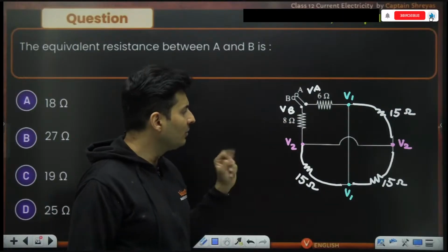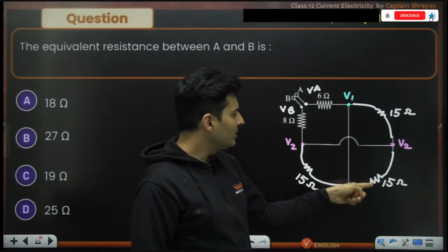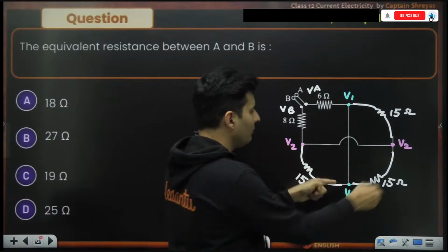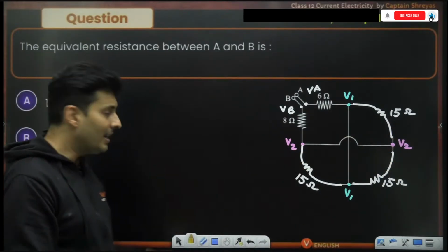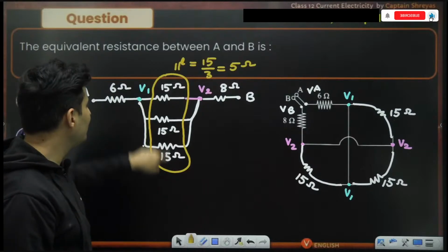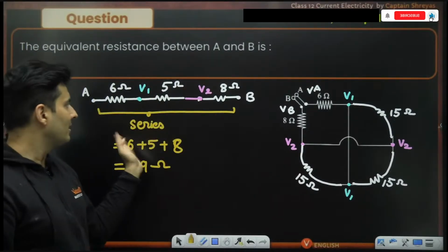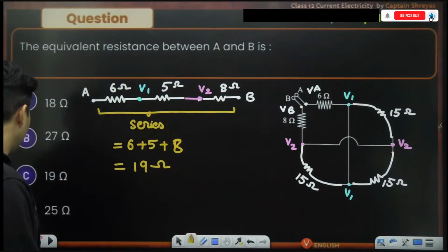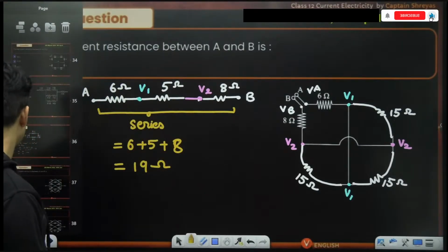Then I marked the voltages, and then I'm like, oh, wait a minute. This 15, this 15 and this 15: V1, V2, V1, V2, V1, V2. Same voltage difference. So that means they are in parallel. So I immediately saw three resistors in parallel and their combination was in series. So immediately I got the answer. Okay, perfect. Yes, sir. Understood, sir.